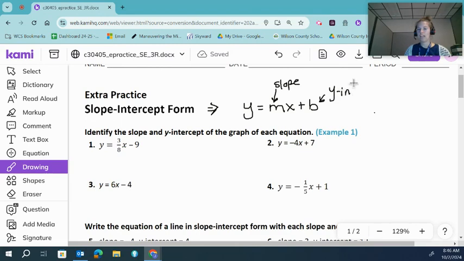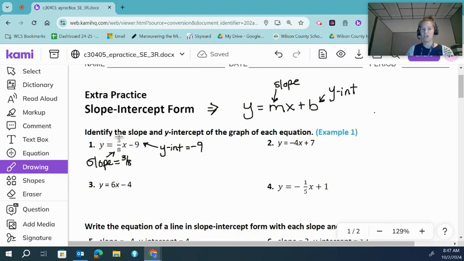So in order to write equations in this form, you need to know your slope and your y-intercept. X and y will stay variables when you are writing these equations, okay? So y equals, your slope in this particular equation is 3/8. Okay, so slope is 3/8. And your y-intercept in this equation is -9.